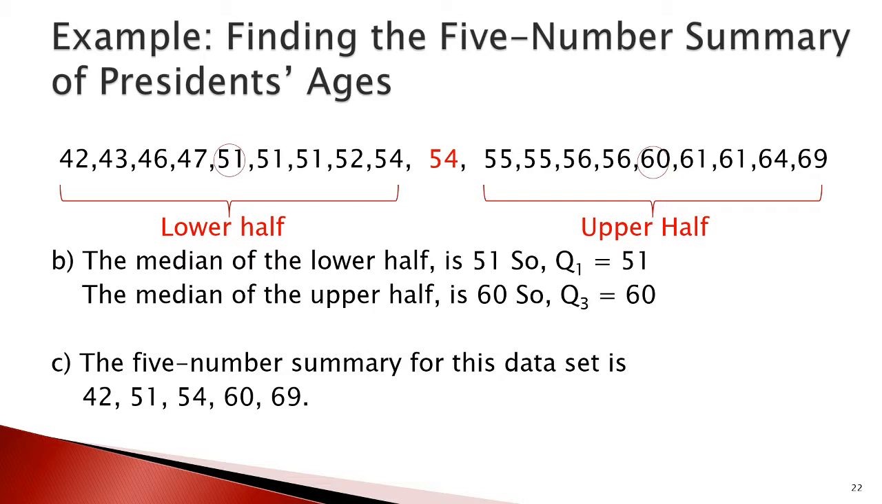So the five-number summary of this data set is: the minimum is 42, first quartile is 51, median is 54, third quartile is 60, maximum is 69.